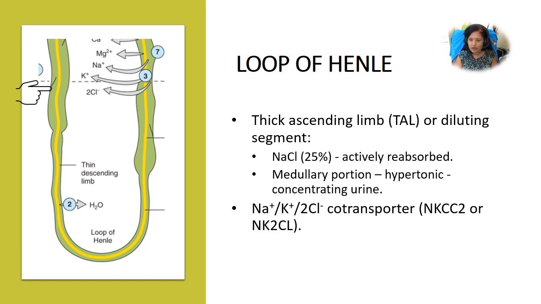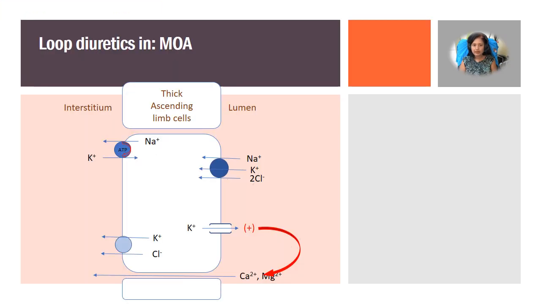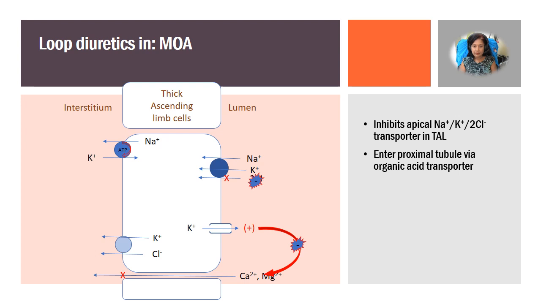The sodium potassium chloride cotransporter, the NKCC2, located on the luminal membrane of the thick ascending limb is responsible for the active reuptake of sodium chloride and is sensitive to loop diuretics. Loop diuretics' mechanism of action is to inhibit the apical sodium potassium chloride transporter at the thick ascending limb of Henle's loop. The loop diuretic enters the proximal tubule via the organic acid transporter, and they compete with the chloride binding site. As a result, chloride ions build up in the lumen, creating a negative electrical potential, compared to when there is no loop diuretic around.